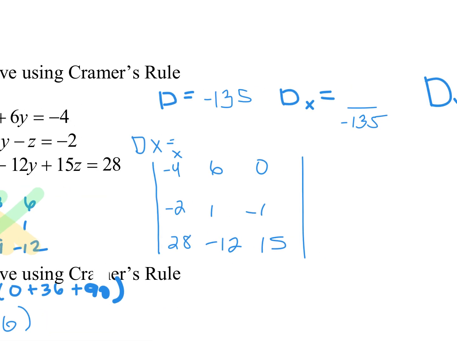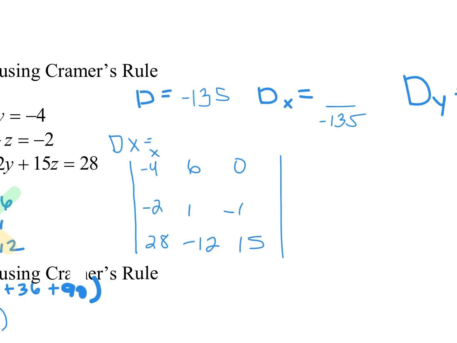So before I can find this determinant, I have to do what? I have to recopy what? The first two. Good. So negative 4, negative 2, 28.